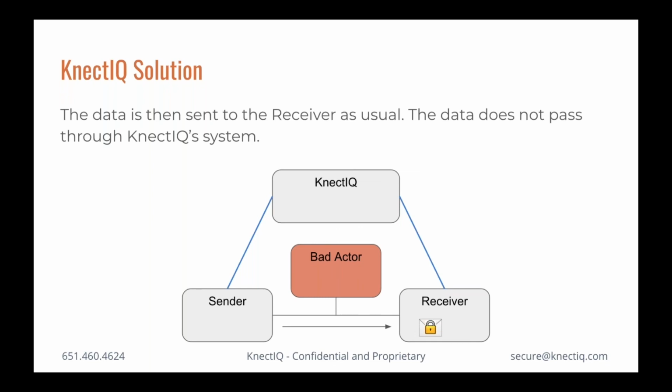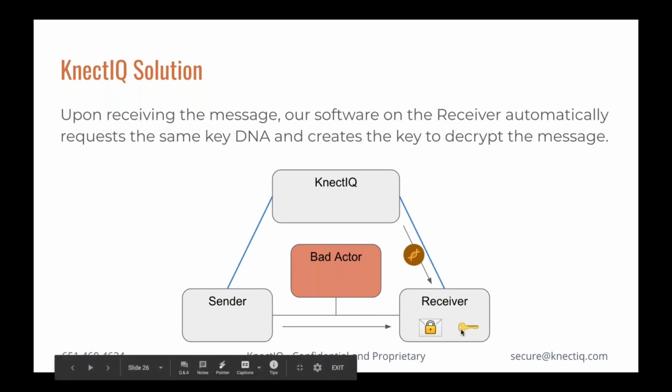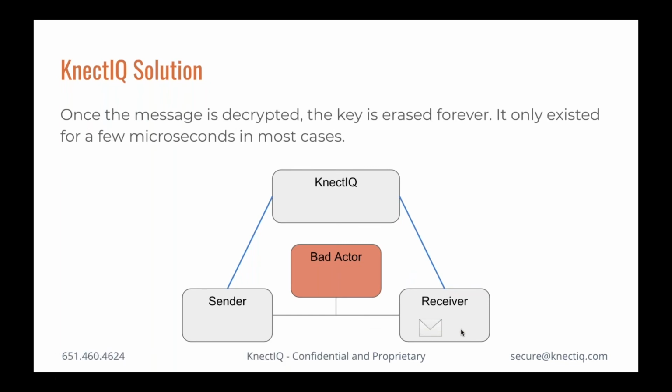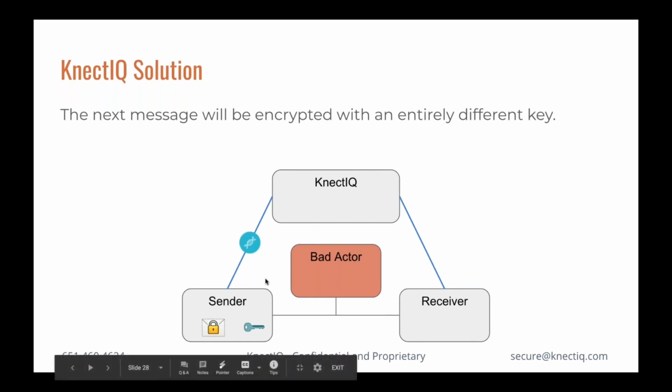On the receiving end, the reverse process happens, right? Key DNA is in this case downloaded to create the same key, and that key is used to decrypt the data. And then, of course, immediately afterwards, wipe from memory because we don't need it anymore. Okay, the next piece of data, the next communication, whatever it is, phone call, email, chat message, whatever, is going to use entirely different key DNA and therefore an entirely different key.